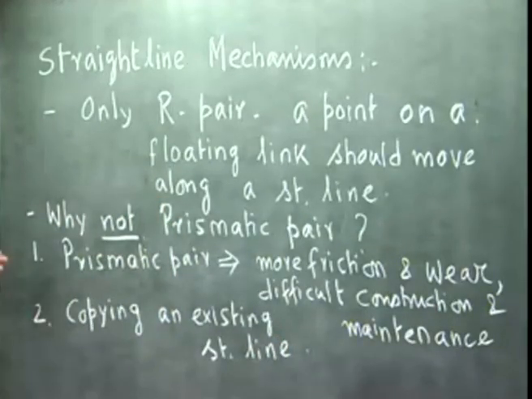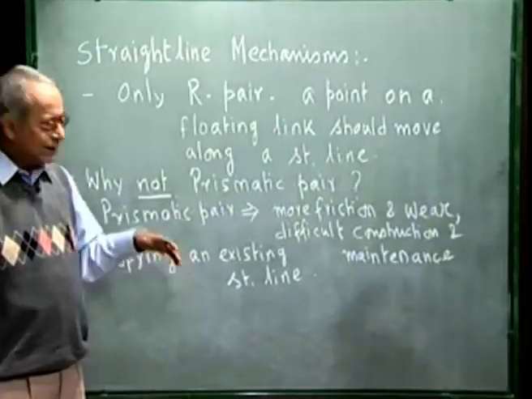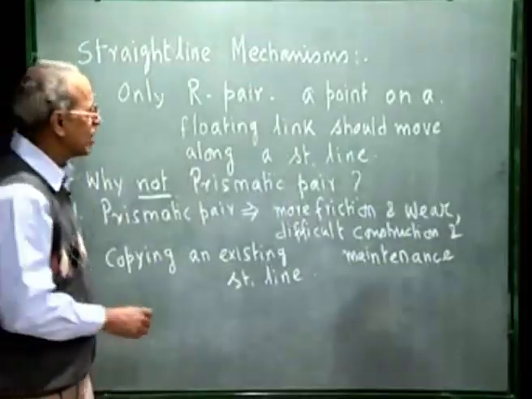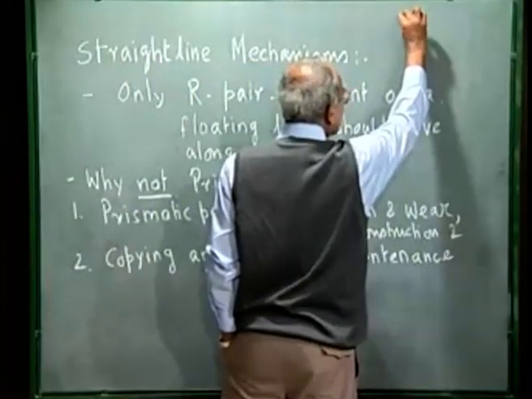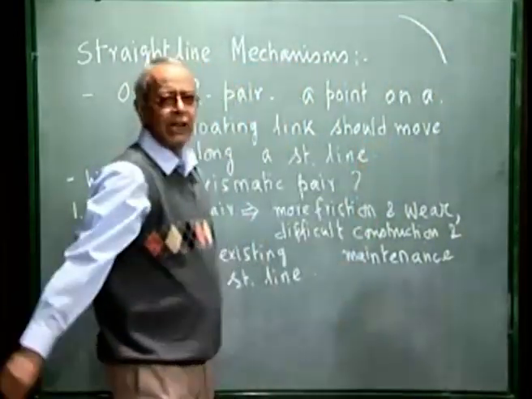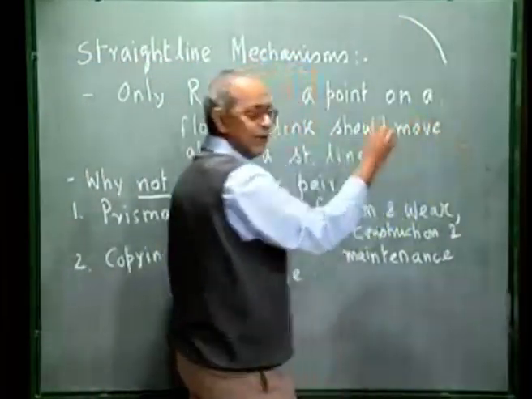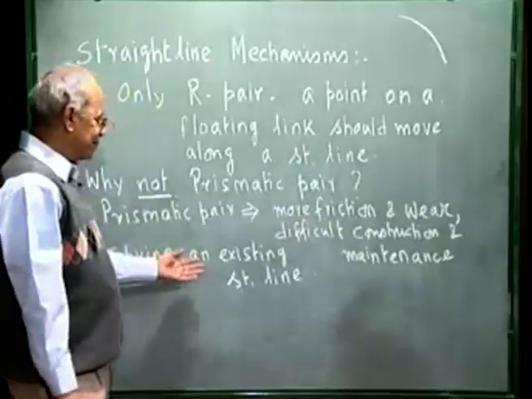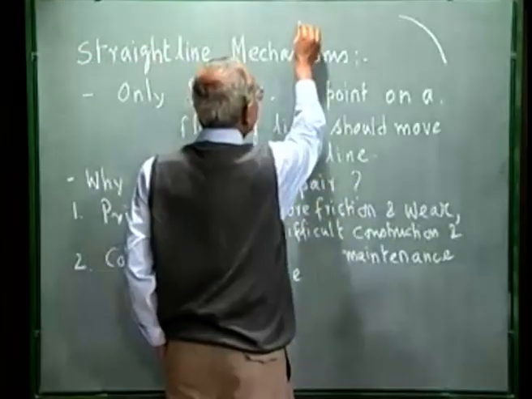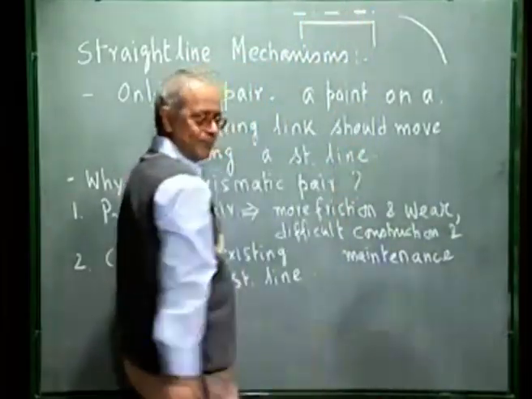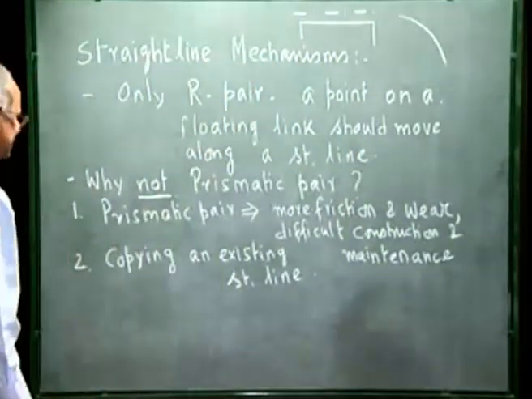I must emphasize this difference between copying an existing geometric figure and generating a geometric figure. For example, when I draw a circle using either a revolute pair or a compass, we do not copy a circle, rather a point is constrained to move along a circle. It is not that I am taking a circular object then drawing along its periphery. Whereas in a prismatic pair there is always an existing straight line and I am just copying it.